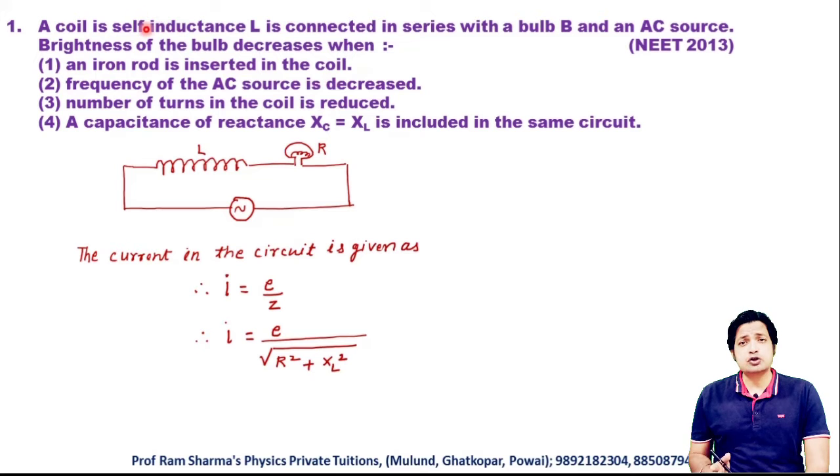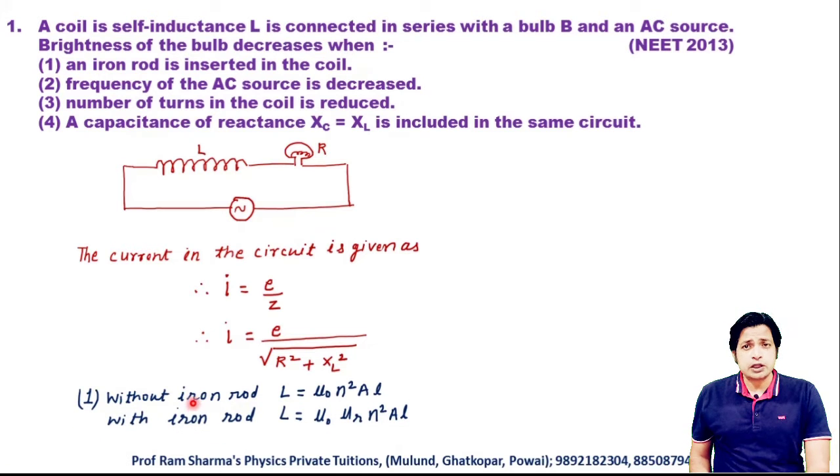If I want the brightness of the bulb to decrease, then definitely the current should decrease. So let me see which of the options will finally convert to a decrease in the current. Okay, the first one, an iron rod is inserted in the coil. We know the formula for self inductance is mu naught N square AL. That is the formula for self inductance.